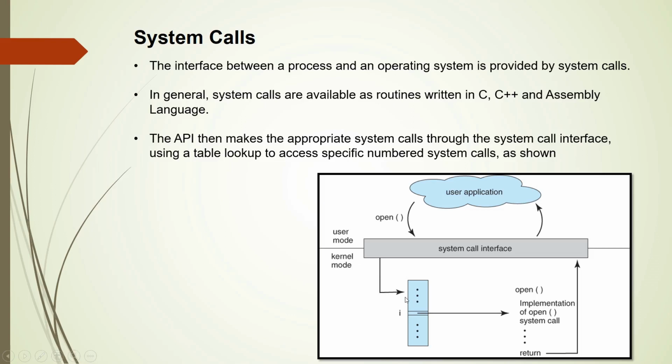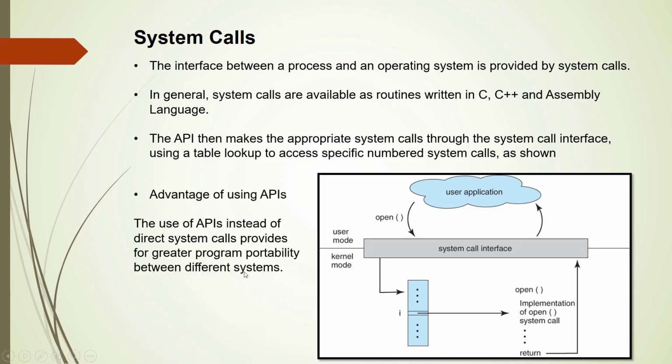Now what is the advantage? The user can directly use the system call, so why does the user need an API? If the user is using the API, then compared to direct system calls it provides greater program portability between different systems. That means the program can be ported to a different system if it is using the same API, irrespective of the architecture. That is an example of the advantage of having APIs.